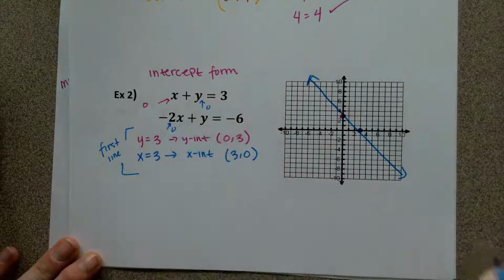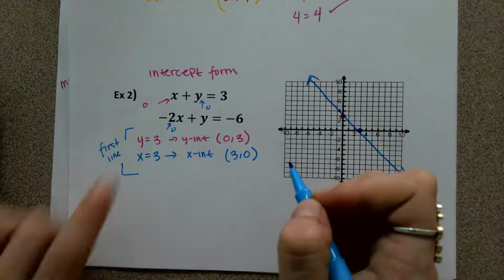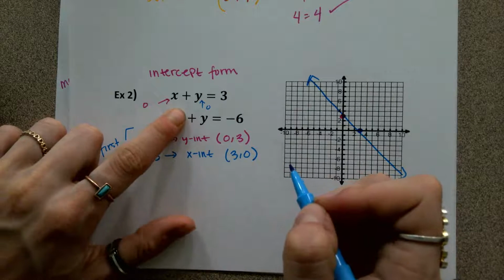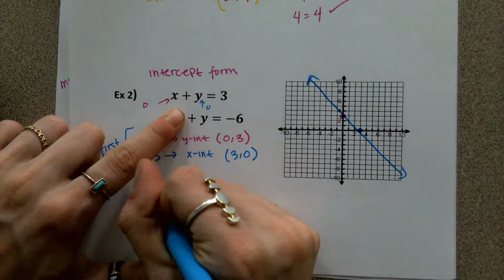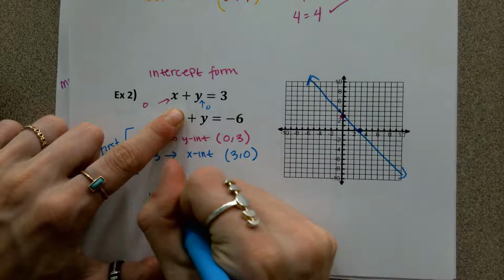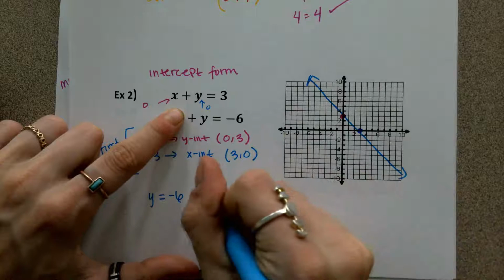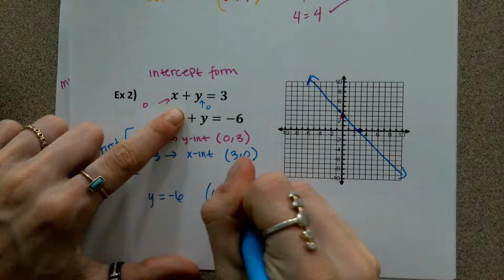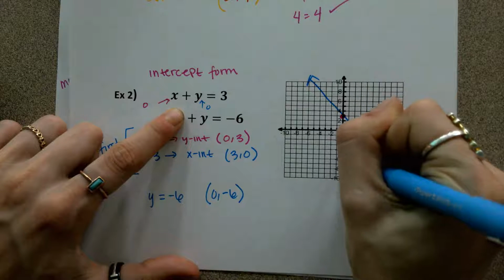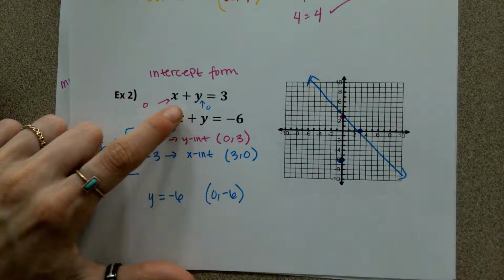Okay, and then I do the same thing for my second line. So if I plug 0 in for x for my second line, I go ahead and cover that up because anything times 0 is 0. And I write down what's left over, so I get y equals -6. So my y-intercept is (0, -6).